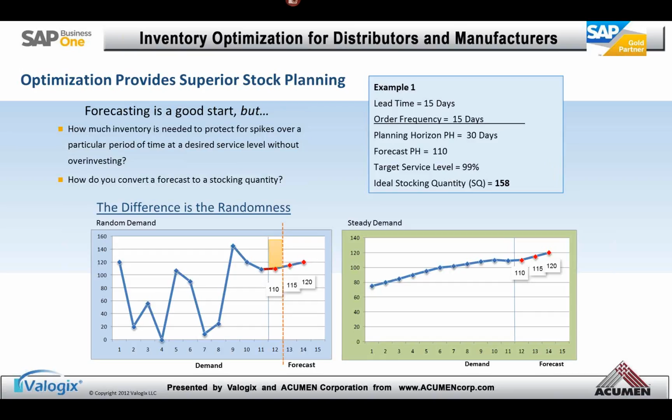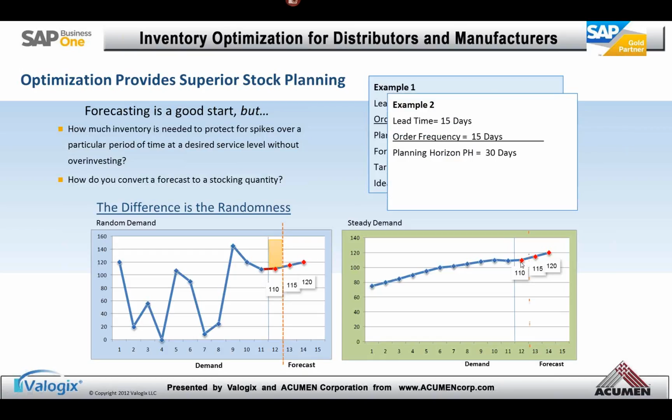So let's look at a different item. Here's an item with much more predictable demand, resulting in the same forecast. Using all the same planning parameters for this item results in a stocking quantity of 119 instead of 158 in the first example.